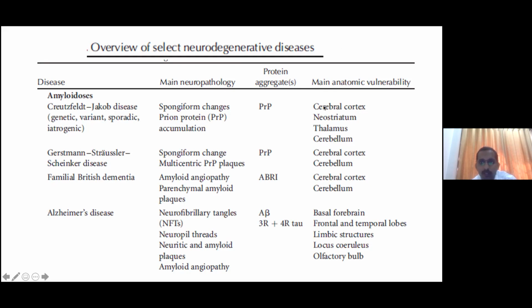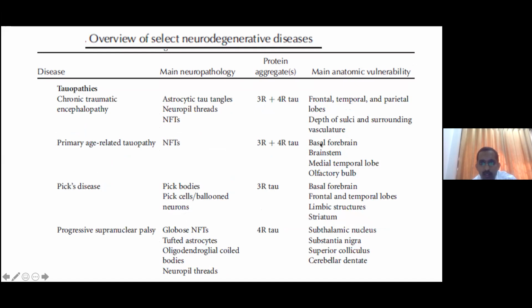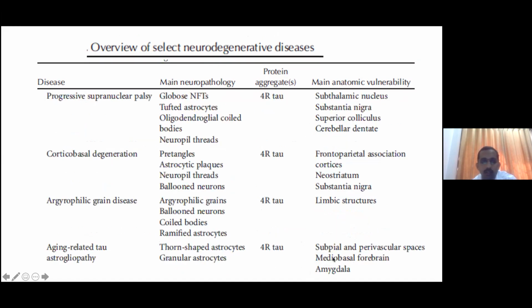Some disorders have predilections for particular brain regions: thalamus, cerebellum, cerebellar cortex, forebrain, limbic structures, olfactory bulb, frontal lobe, and subthalamic nucleus in PSP. The thalamus is involved in some of them, the brainstem is also involved in some of them, and the cerebellar dentate nucleus is also involved in some of them.